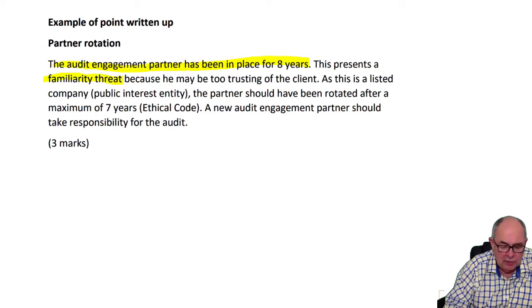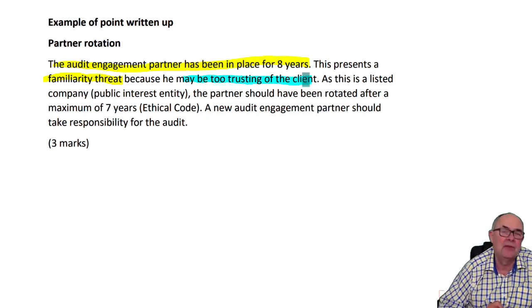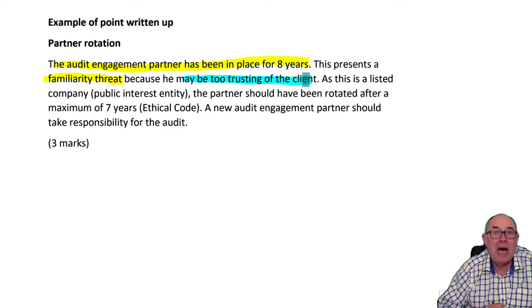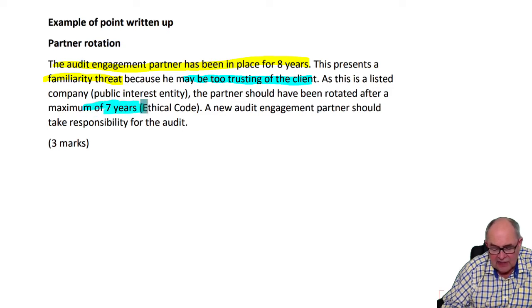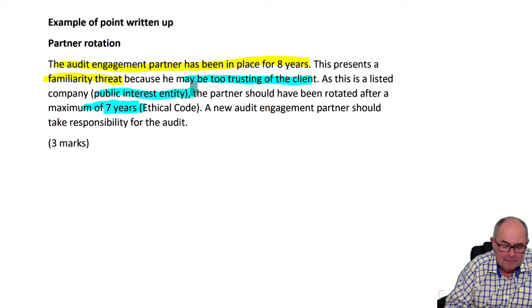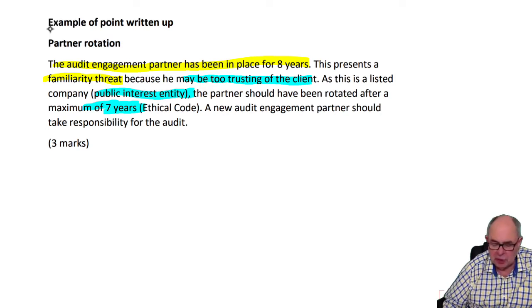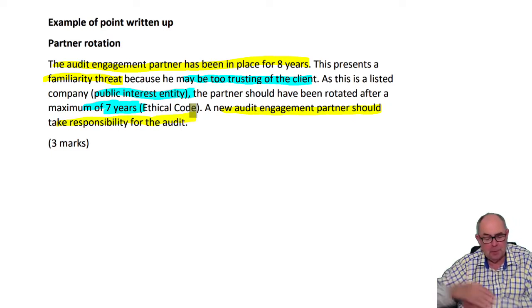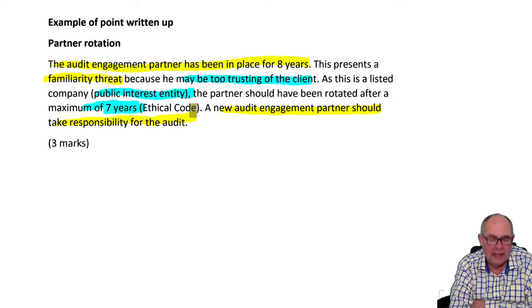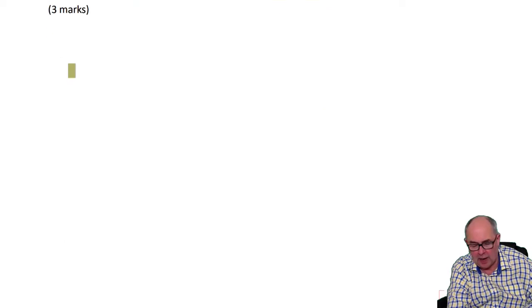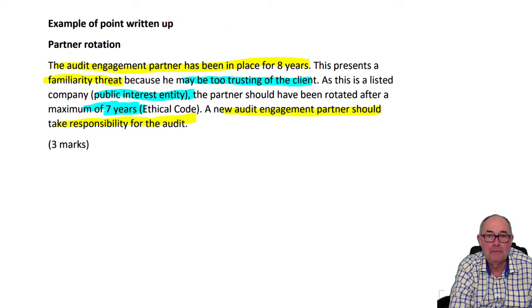What many students do not do is then explain the threat. Familiarity means too trusting of the client. I'm now bringing in some knowledge, and the knowledge, of course, is the maximum of 7 years because it's a public interest entity. And finally, I'm suggesting a solution, which is a very straightforward solution, that a new partner should take responsibility for the audit. I think that sounds better than just saying rotate the partner, which sounds a bit as if you want them to go for a ride on a roundabout.